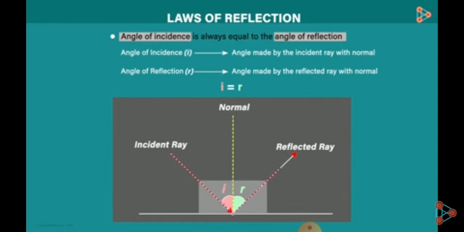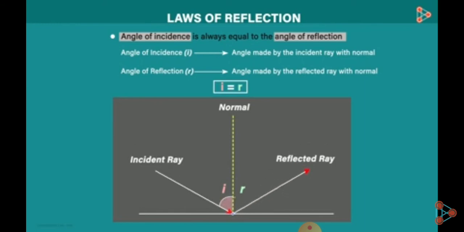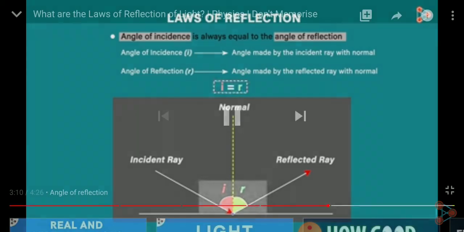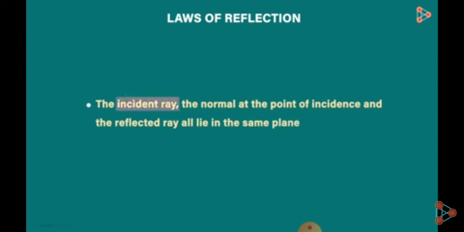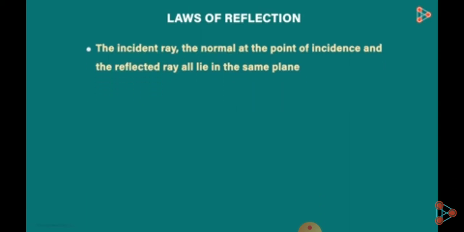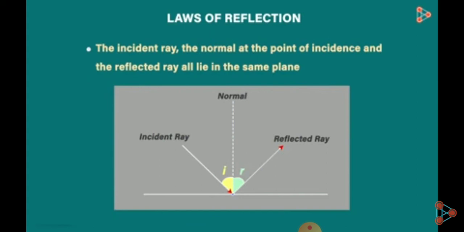Now in the next animation we will discuss the next law, that is, the incident ray, the reflected ray and the normal at the point of incidence all lie in the same plane. This is the second law of reflection. What is the second law? The incident ray, the reflected ray and the normal at the point of incidence all lie in the same plane. Again you can see in this animation incident ray, normal ray, reflected ray. You can see that they all lie in the same plane.